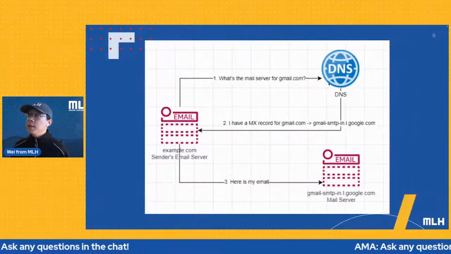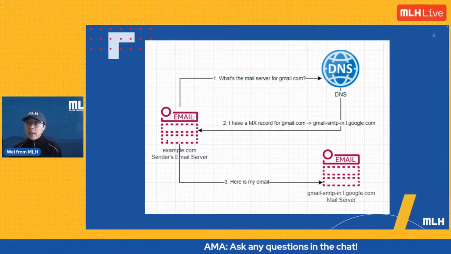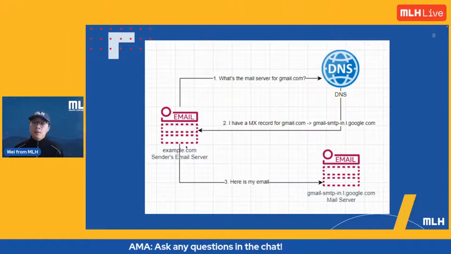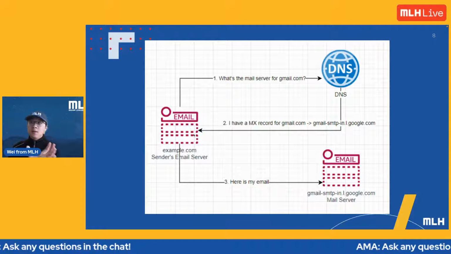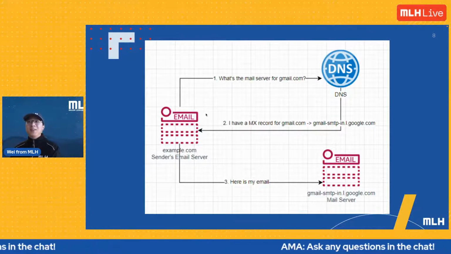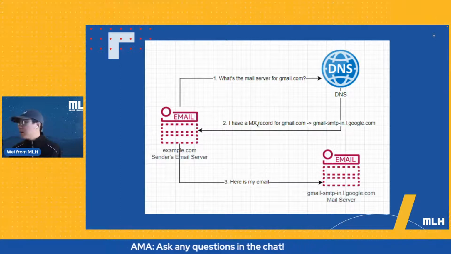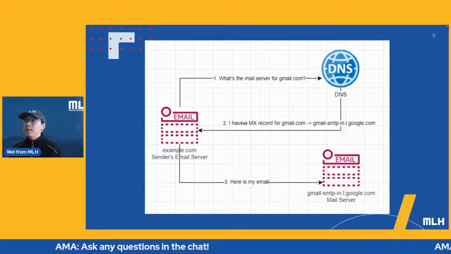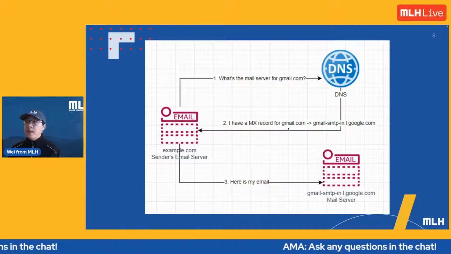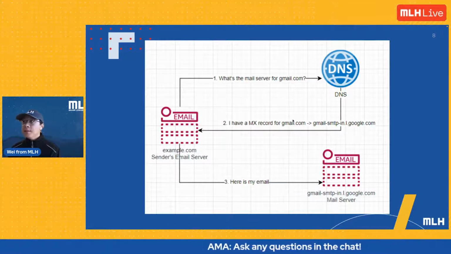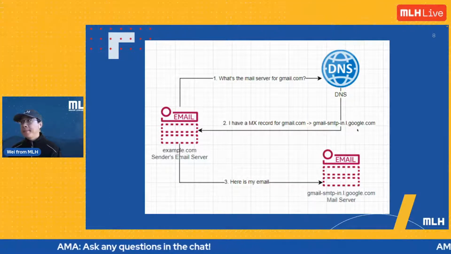Okay, so the first thing your mail server does is it needs to know where to go, right? A domain name is just a string, right? You don't know which server that points to. So that's where the MX record comes in. MX record tells you where the mail server is for a given domain. So in the case of gmail.com, it is this domain name.